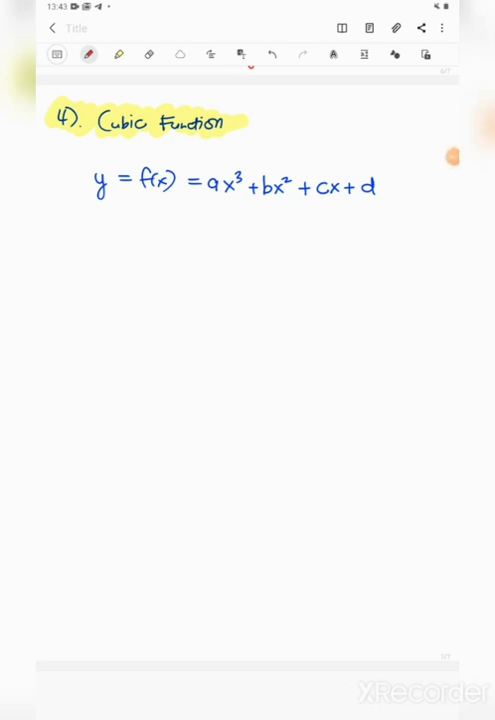This is number 4, the cubic function. The general form for the cubic is y equal to f(x) equal to ax cubed plus bx squared plus cx plus d. Same as for the quadratic, we have two patterns of graph for the cubic function. Let's say we have positive x cubed.